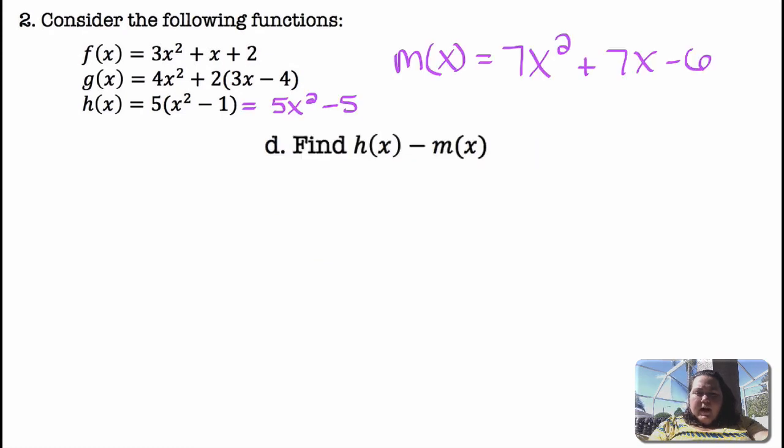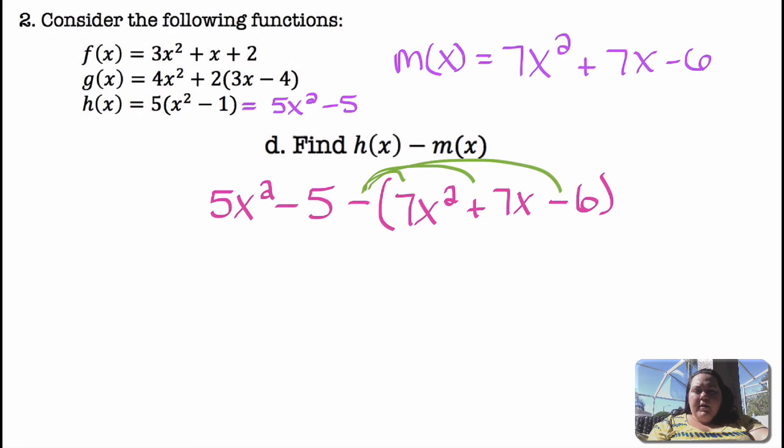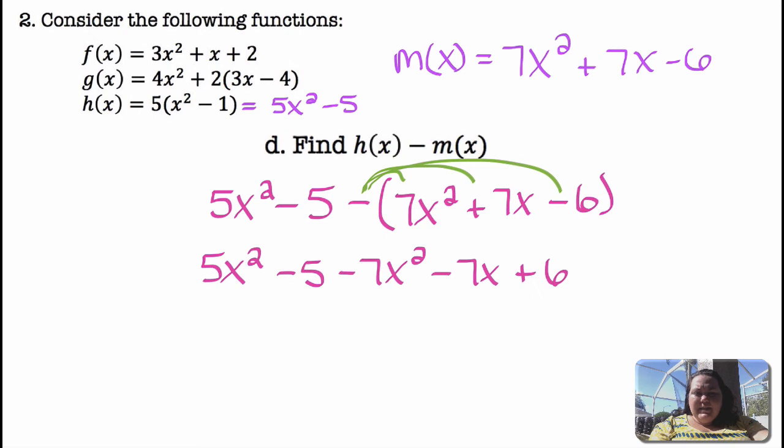Alright. So I have found m of x from the last problem, and they want me to do h of x minus m of x. So h of x is 5x squared minus 5 when I distribute that 5. So I'm going to subtract m of x, so I got to make sure I distribute that negative. So it's going to be 5x squared minus 5 minus 7x squared minus 7x plus 6.